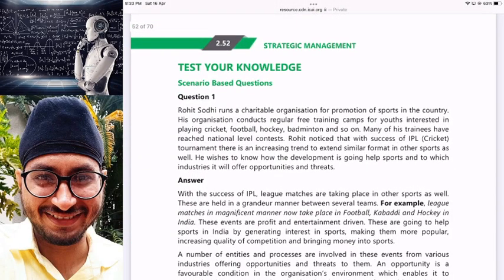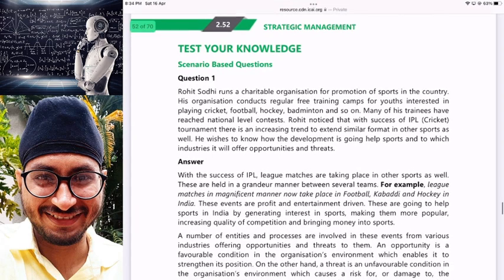See here. Rohit Sodi runs a charitable organization for promotion of sports in the country. His organization conducts regular free training camps for youths interested in playing cricket, football, hockey, badminton, and so on. Many of his trainees have reached national level contests. Rohit noticed that with the success of the IPL tournament, there is an increasing trend in extending a similar format to other sports as well. He wishes to know how this development is going to help sports and which industries it will offer opportunities and threats.